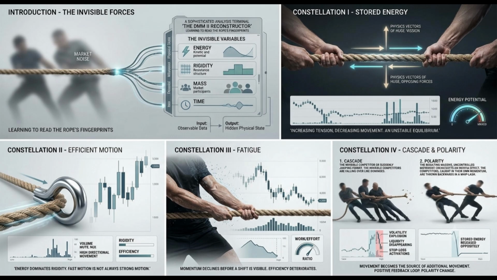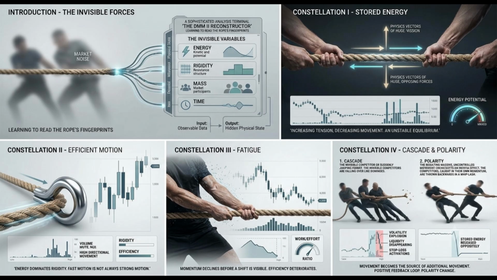Constellation 4. Cascade. The rope is stretched to its limit. Both teams pull with maximum effort. Suddenly, one participant loses footing. The rope jumps. That movement destabilizes another participant. Then another. Within seconds, the collapse feeds itself. No additional strength has appeared. The system simply lost its ability to resist. The movement now generates more movement.